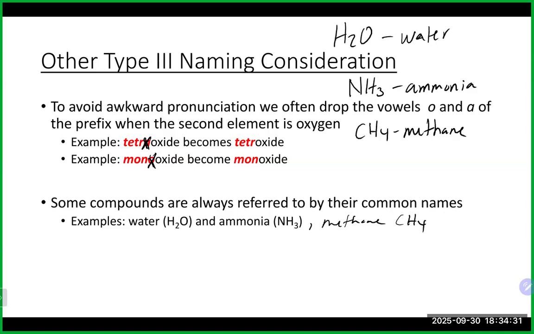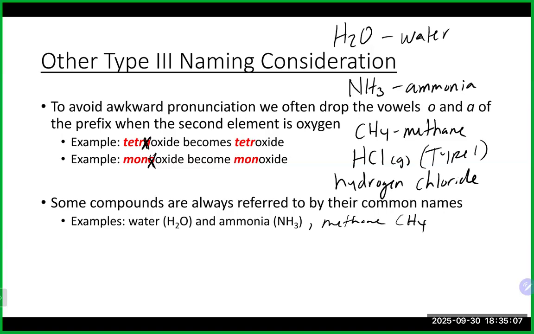In addition, hydrogen, as we talked about, I think maybe last time, hydrogen itself, when it's attached to another nonmetal, is really more treated like a type 1 compound than a type 3 compound. So if you had HCl, which is in the gas phase, this would be called hydrogen chloride. And again, it wouldn't be hydrogen monochloride or anything like that. We just call it hydrogen chloride. It really is named more like a type 1 compound than a type 3 compound.